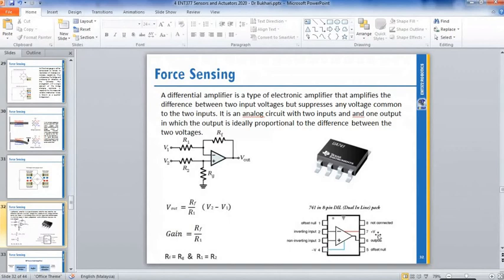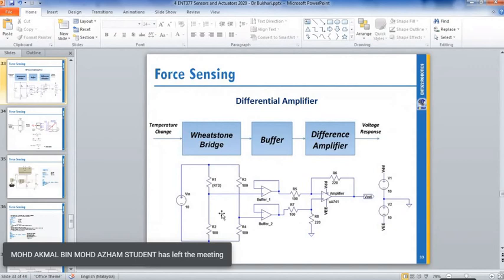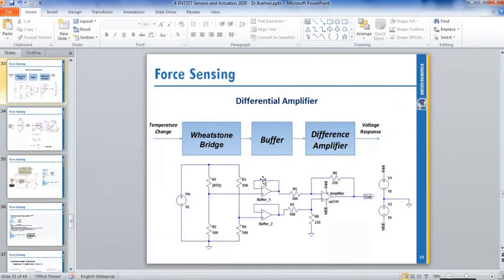This is the circuit of a differential amplifier. Before that, we go to a buffer circuit, sorry to inform. The output from the Wheatstone bridge goes to the buffer. The buffer will prevent noise from entering this amplifier circuit.